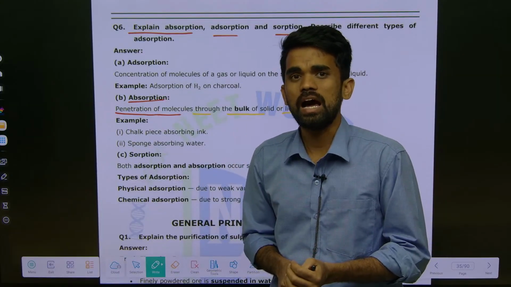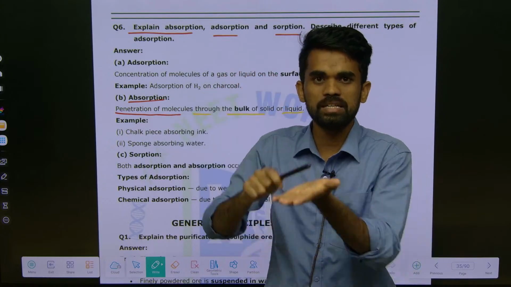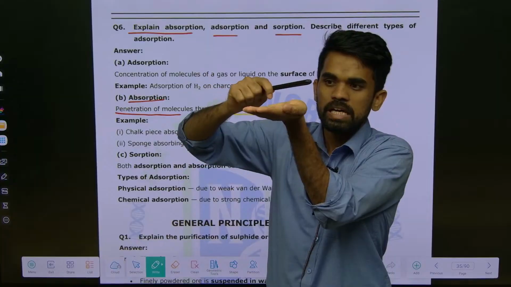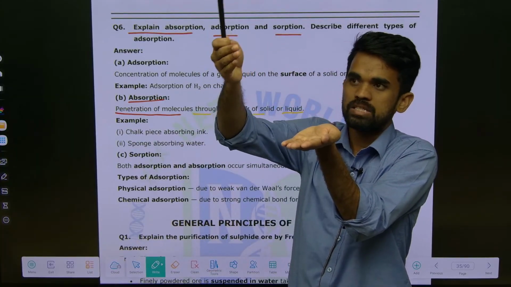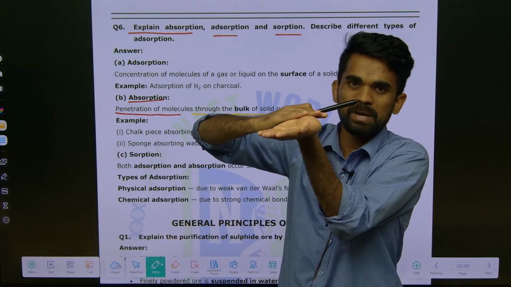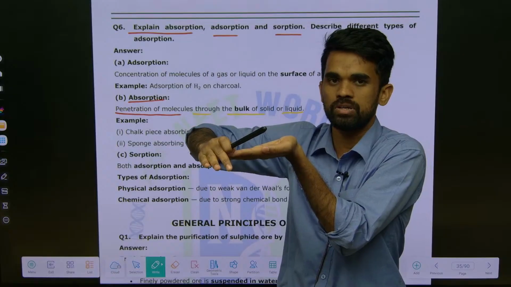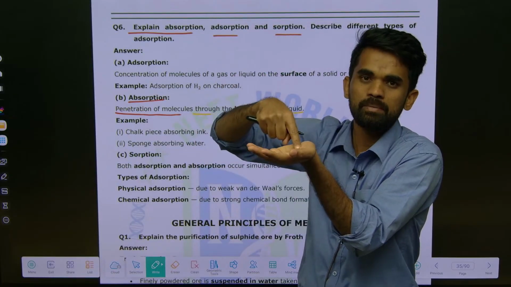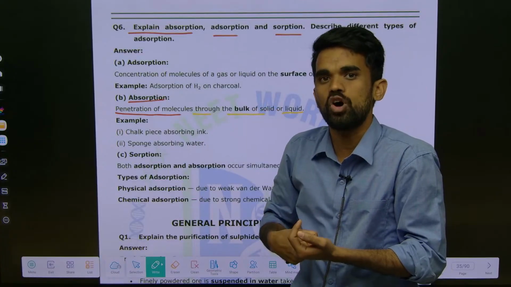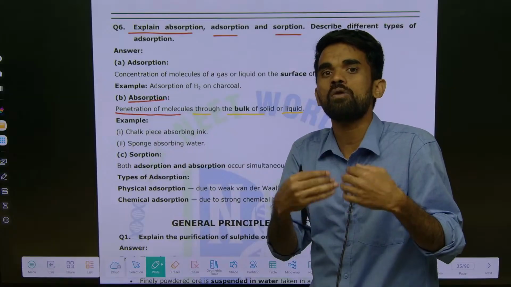You can also see water present at the surface of that sponge. If the absorbing species is accumulating and present only on the surface of the substance, you can say adsorption. If it is entering inside that bulk matter also, you can say it is absorption. If both are taking place, you can say it is sorption.